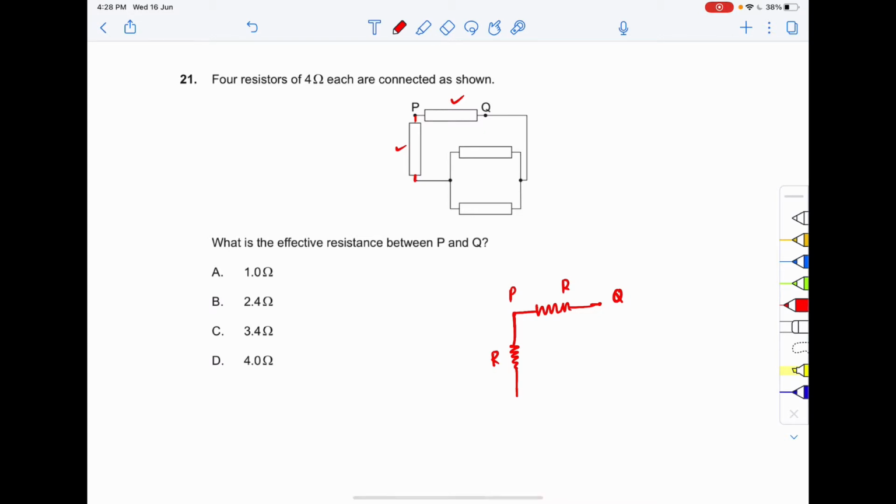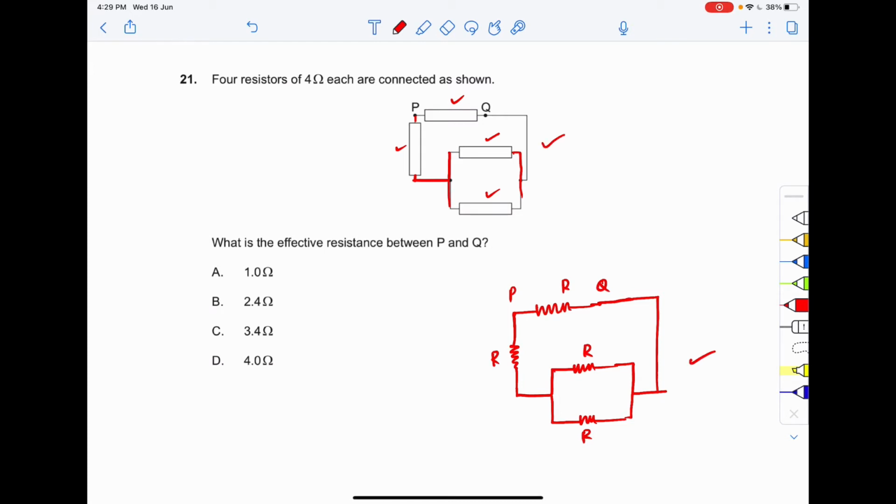Now from this point the resistor is diverging into two parts. Draw that. On one part we have one resistor R, and on the second part we have another resistor R. So over here the resistance would be R, and over here the resistance would be R. Again connect this, they are connected, and finally they are connected to the point Q. So this is the net equivalent circuit of this circuit.